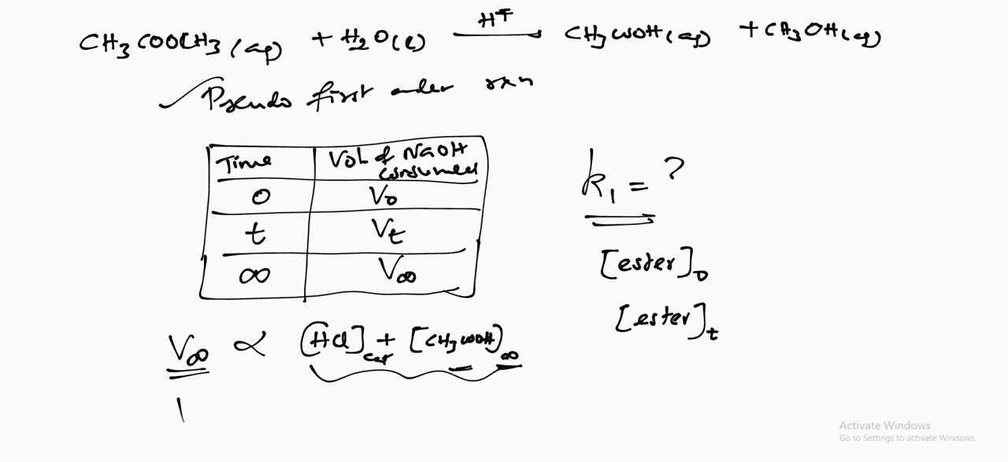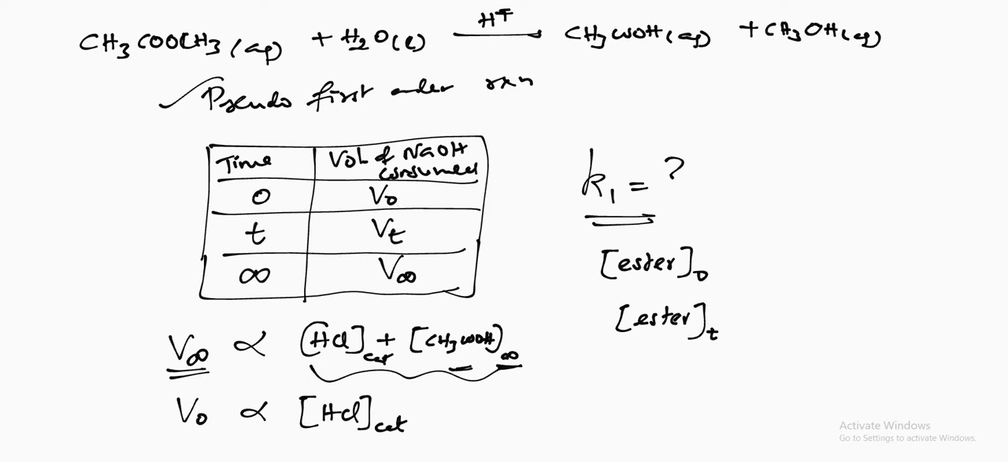What is V0? Students, can anyone tell me what is V0? V0 is nothing but volume of sodium hydroxide consumed at the beginning, at time 0. At time 0 there is no acetic acid in the reaction mixture. We have only ester, correct? Therefore V0 is actually proportional to the concentration of HCl alone, which is actually a catalyst.